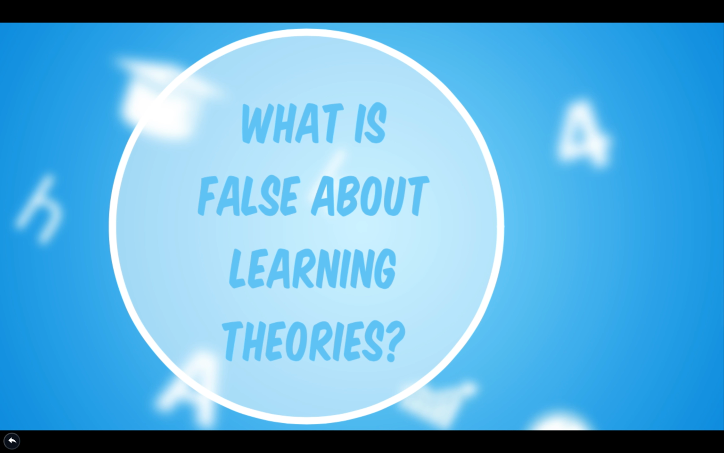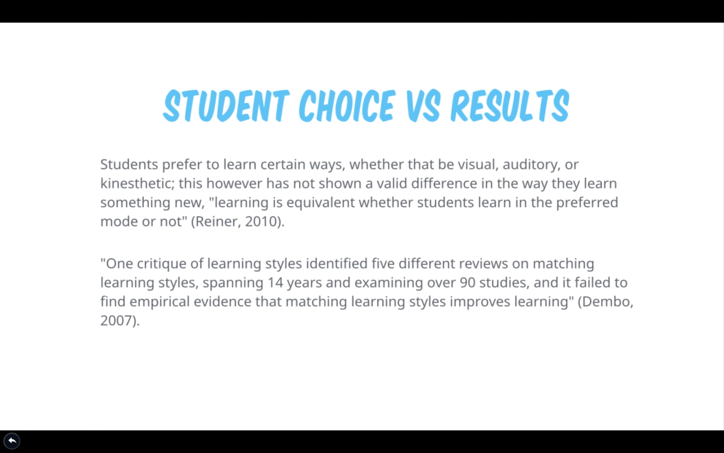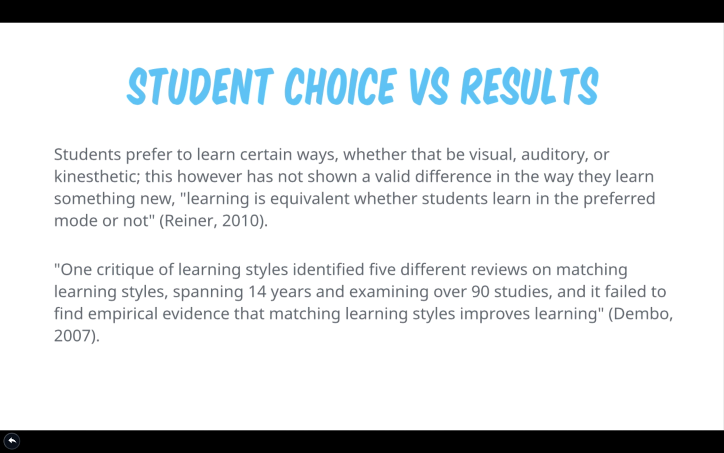Now, what's false about learning theories? Students' choice versus the results. Students prefer to learn in certain ways, whether that be visual, auditory, or kinesthetic. This, however, has not shown a valid difference in the way they learn. New learning is equivalent whether students learn in the preferred mode or not.